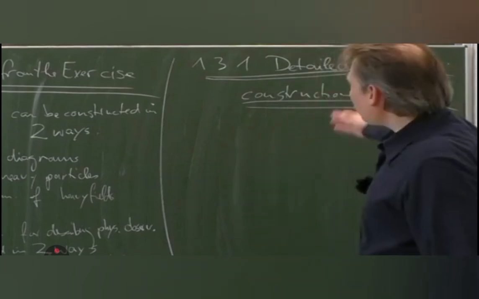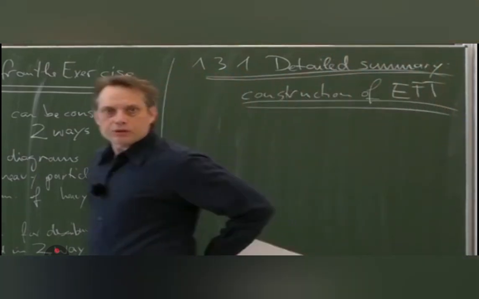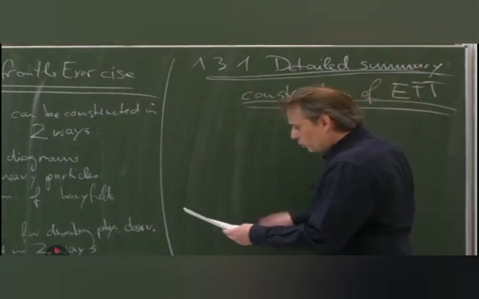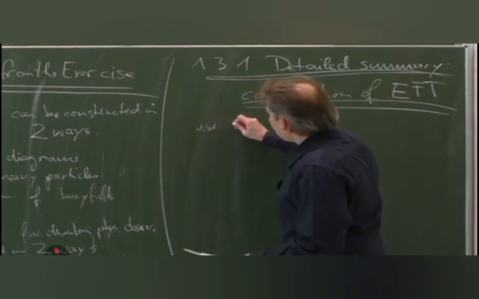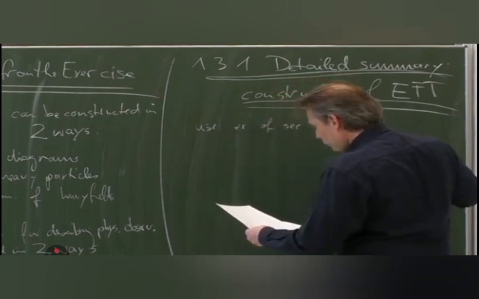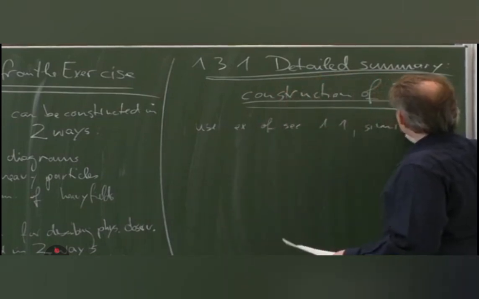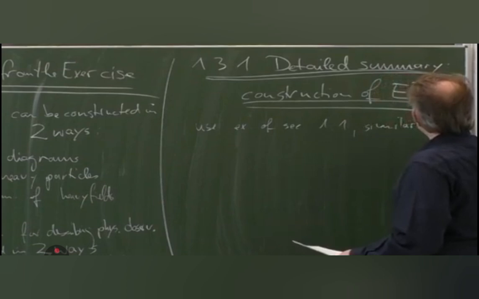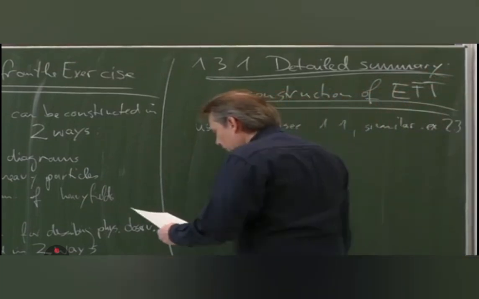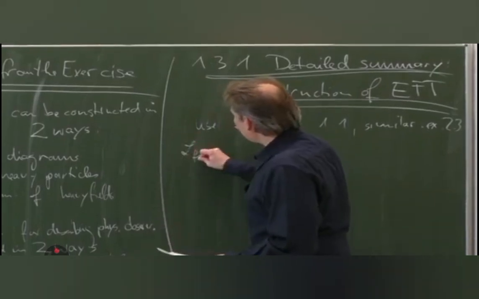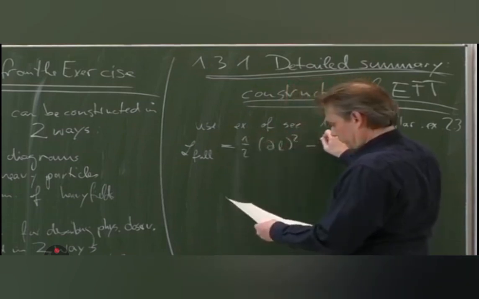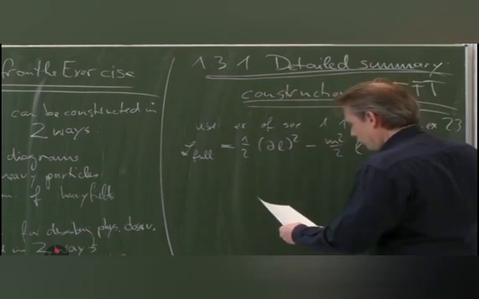So, next section, let me give you a detailed summary of the construction of effective field theories, which works in 2 ways. And I will go back to the example of our section 1.1 of the lecture, and this was similar to exercise on exercise sheet number 2 and exercise number 3. But let's concretely work with our full theory of the lecture, which is this one. Let's write it down.